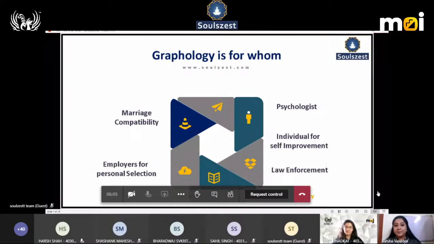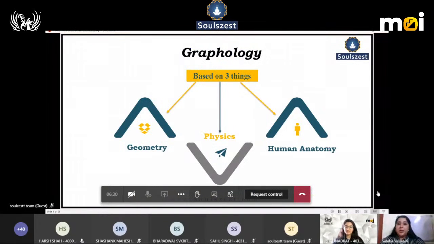Next slide. Marriage compatibility, employers for personnel selection, psychologists, individuals for self-improvement, law enforcement, and anyone and everyone who wants to learn about personality, about different people's personality. So it is for anyone and everyone who wants to learn about personality. Next slide. Graphology is based on three things.